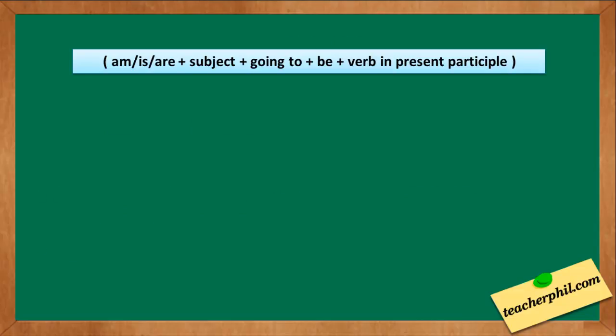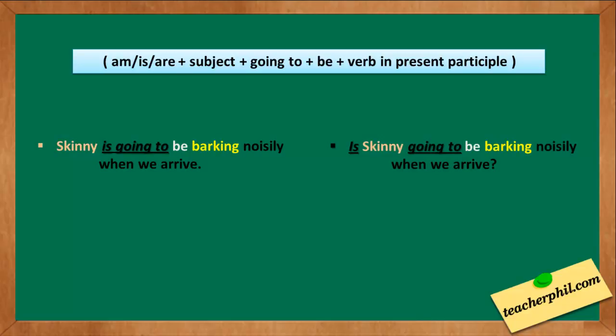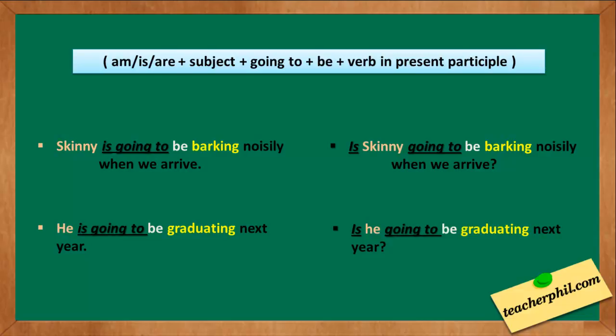For the be going to pattern, we simply follow am, is, or are, plus subject, plus going to, plus be, plus verb in present participle. Examples: Skinny is going to be barking noisily when we arrive. Is Skinny going to be barking noisily when we arrive? He is going to be graduating next year. Is he going to be graduating next year?